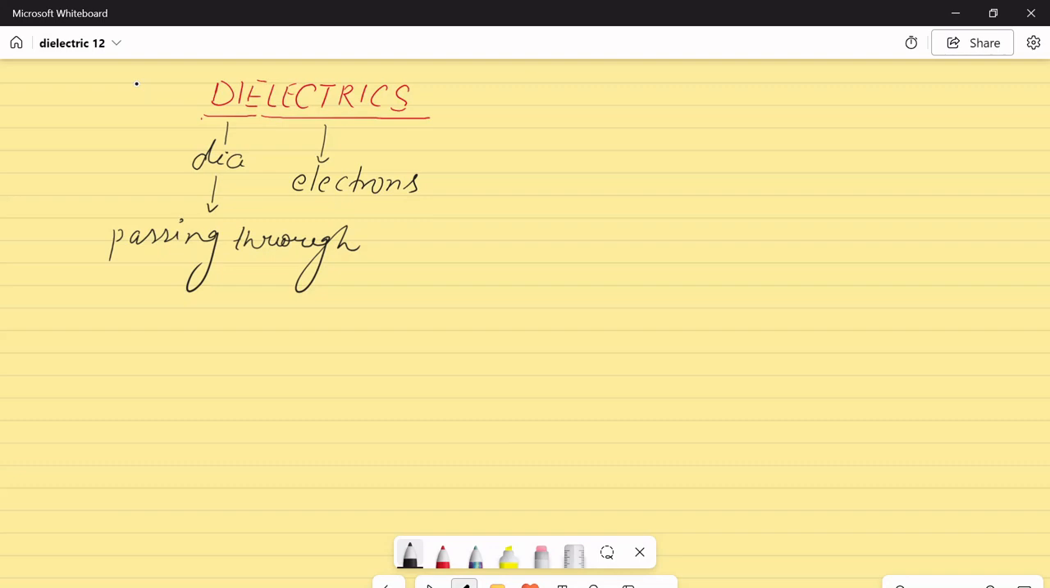But first, I'll just leave some hints for you to understand how we understand the concepts that are given out there. At the end, all of them are made by humans. So they are created based on some plausible logics, right? So let us understand the dielectrics.